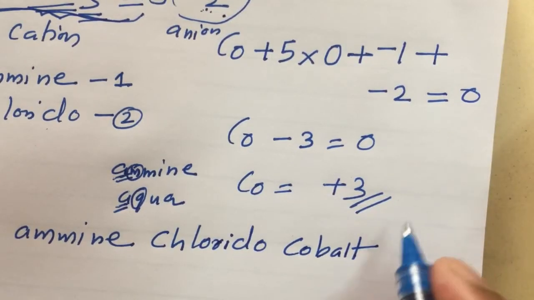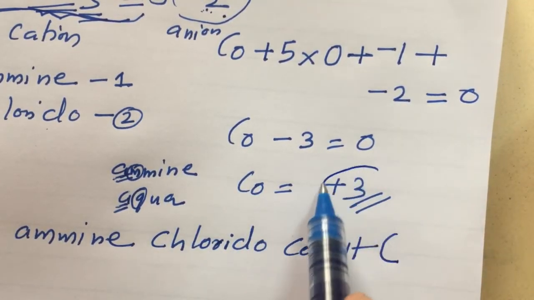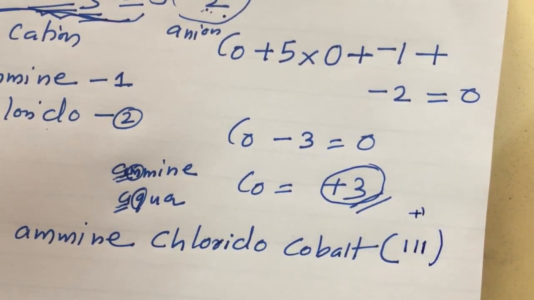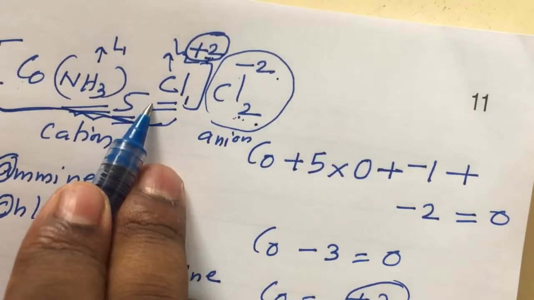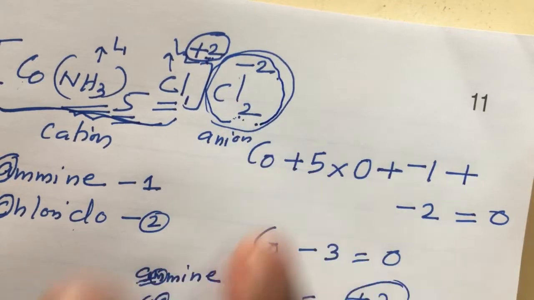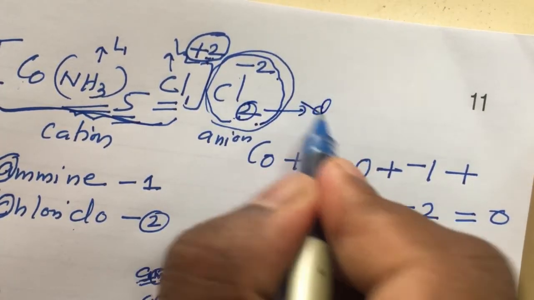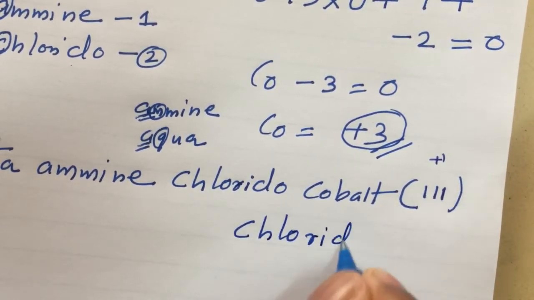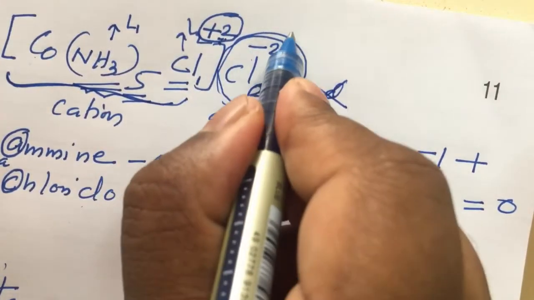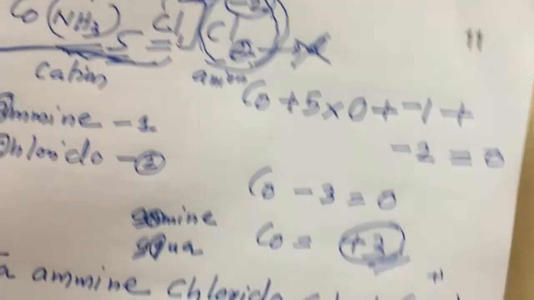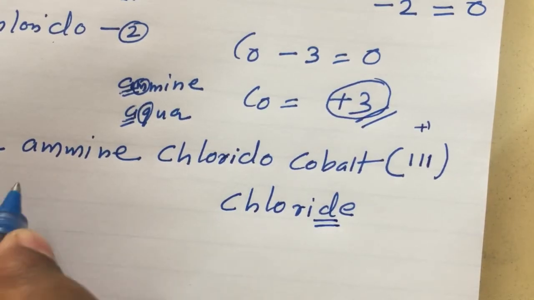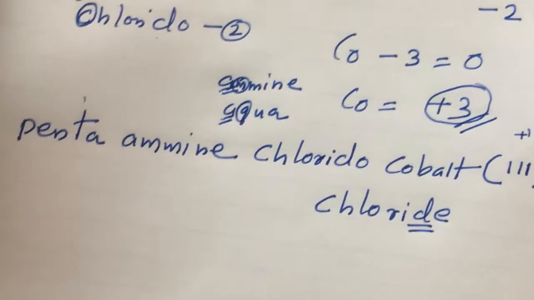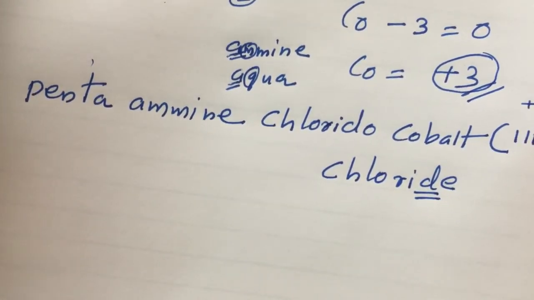Then after the metal, write the oxidation state. Cobalt, don't write plus 3, write in Roman numerals, cobalt 3, not over. After cobalt 3, then the counter ion. For the counter ion, no need to use di. Just directly write, not chlorine, chloride. If it is a negative counter ion, it ends with IDE. For example, sodium chloride, Na positive, Cl minus, IDE. So chloride. So this is the name: pentamine chlorido cobalt 3 chloride.